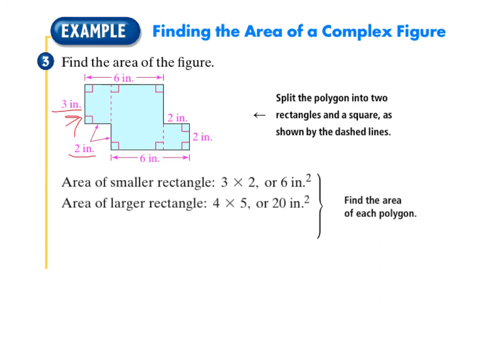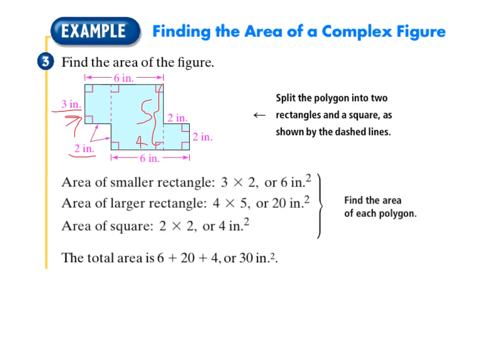And the area of the larger rectangle is going to be 6 inches minus 2, which gives us 4. And then we've got 3 inches plus 2 inches, which gives us a side of 5. So 4 times 5 is 20 inches squared. Then the area of the square is 2 by 2, so 2 times 2 is 4, so 4 inches squared. So to find the area of the entire figure, we just need to add all of those amounts together. So 6 plus 20 plus 4 gets us 30, so 30 inches squared is the area of the complex figure.